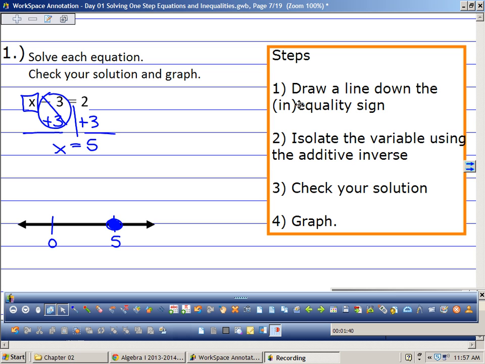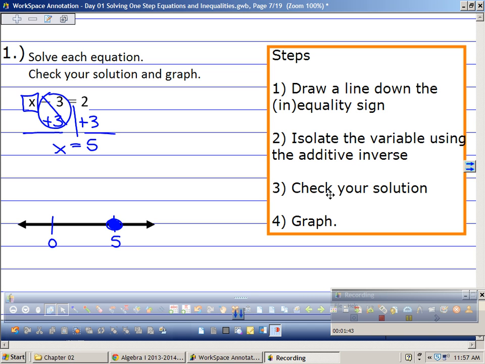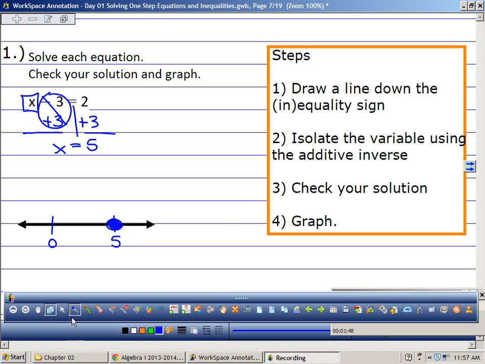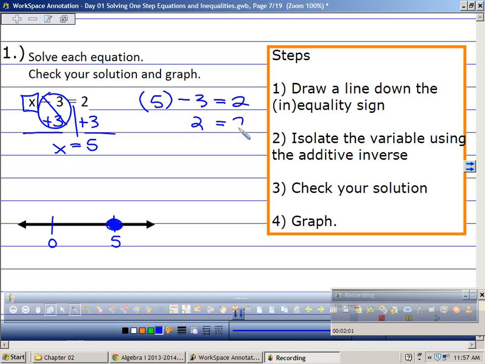Draw a line down the inequality or equality sign. Isolate the variable using the additive inverse. Check our solution and graph. Ooh, we didn't check our solution. Let's check it. So I'm going to rewrite my problem, but substitute 5 in for x: x minus 3 equals 2. And 5 minus 3 equals 2, so that's checked.